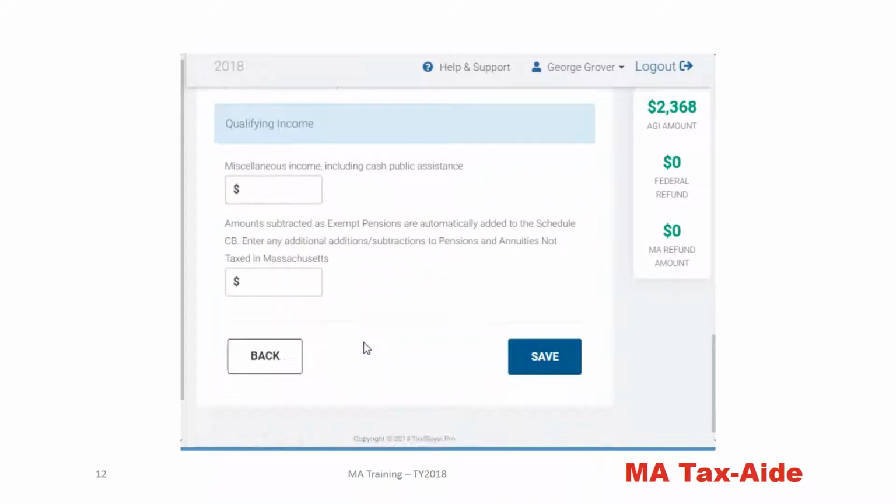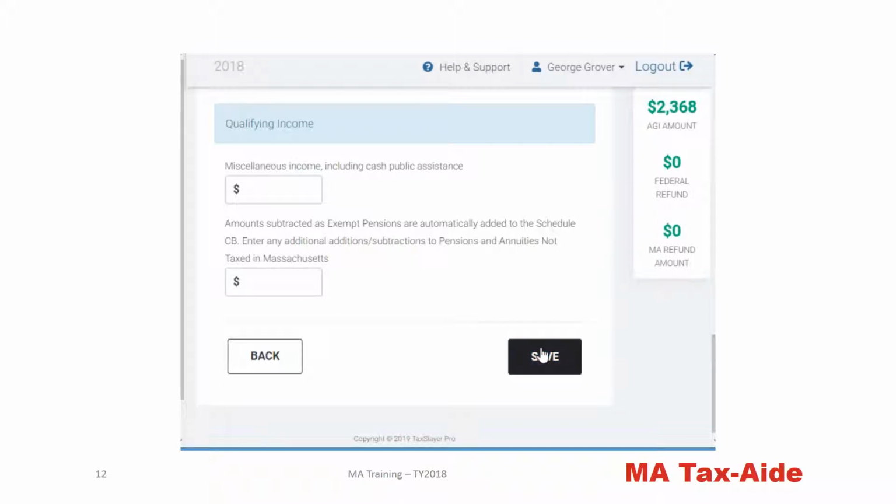The last two sections, we're going to fill out miscellaneous income. In this case, George is not eligible for any miscellaneous income, and he doesn't have any additional amounts for pensions. But again, if we would have the difference between any net and gross pensions, we'd have to add that here. You'll notice here that right now the Mass refund amount is 0, so he doesn't owe any taxes, nor does he get any refunds.